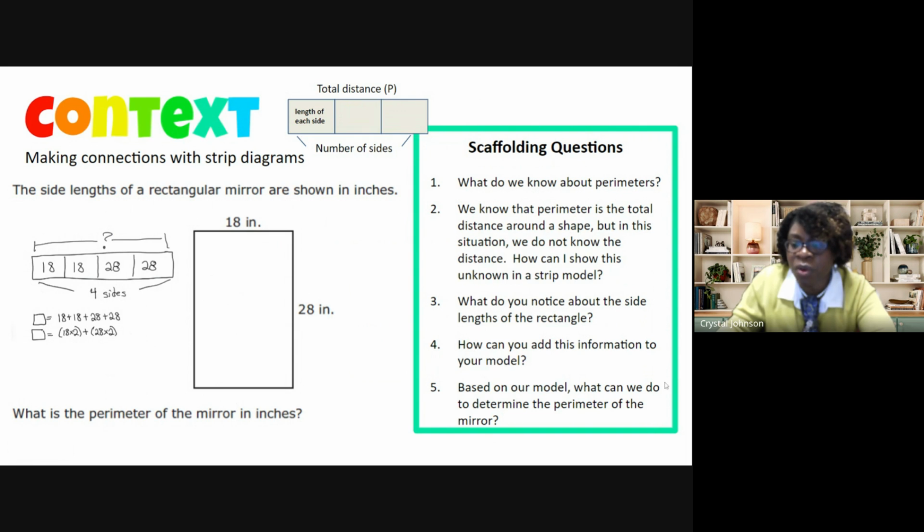Based on your model, what can we do to determine the perimeter of the mirror? Well, we're just going to add all 4 sides to get that. Great. Now, if they only show you addition, you can model what that looks like with multiplication and addition. Well, with multiplication, I have 2 groups of 18, so I do 18 times 2, or 2 groups of 18, and then I have 2 groups of 28.